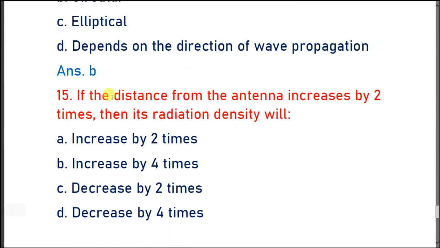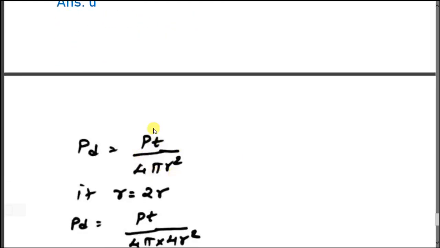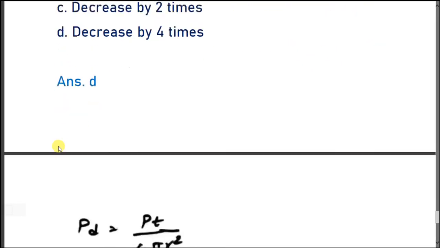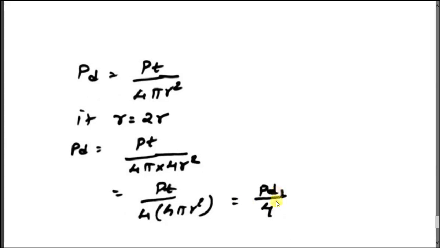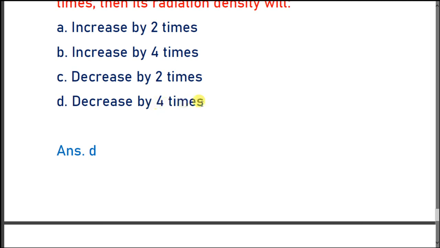If the distance from the antenna is increased by 2 times, then its radiation density will increase or decrease by how many times? The radiation density equation is Pt upon 4 pi r square. The radiation density is equal to power density. So Pd is equal to Pt upon 4 pi r square. If you increase the distance by 2, that means r becomes 2r, so put r equal to 2r over here, you will get Pd equal to Pt upon 16 pi r square, that is equal to Pd1 upon 4. That means whatever the original power density, it is divided by 4 in this case. So the answer is it is decreased by 4 times.